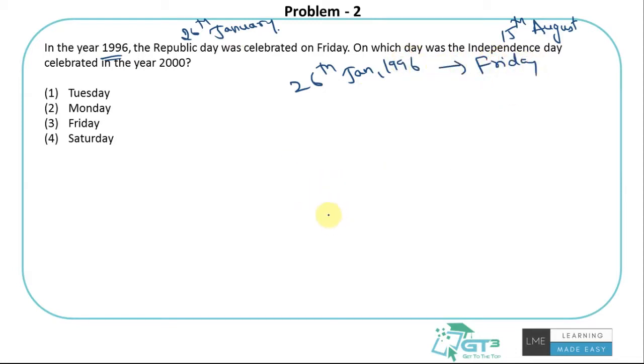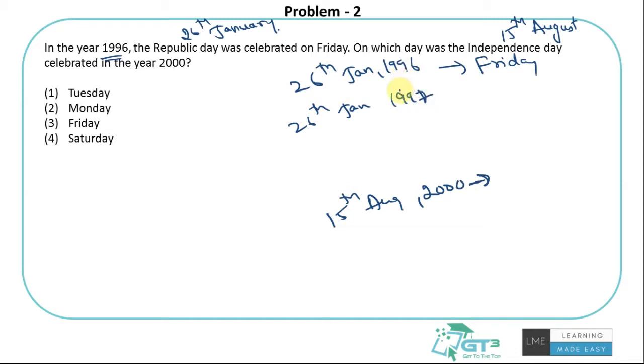What day is 15th August 2000, right? This could be done in multiple ways. I'll show you one method. Starting with 26th Jan 1997, I'm just doing plus 1 year sort of.